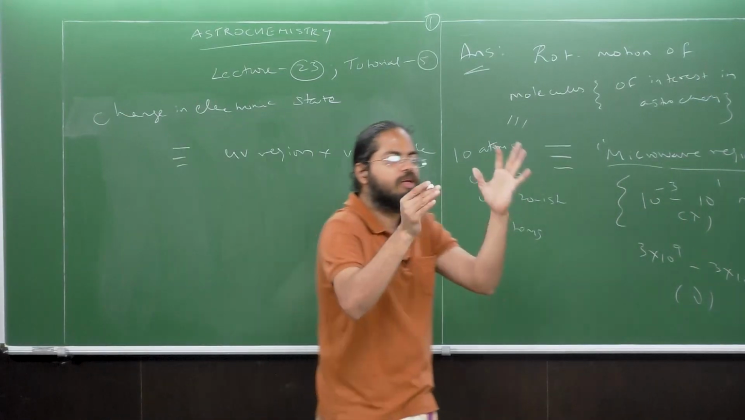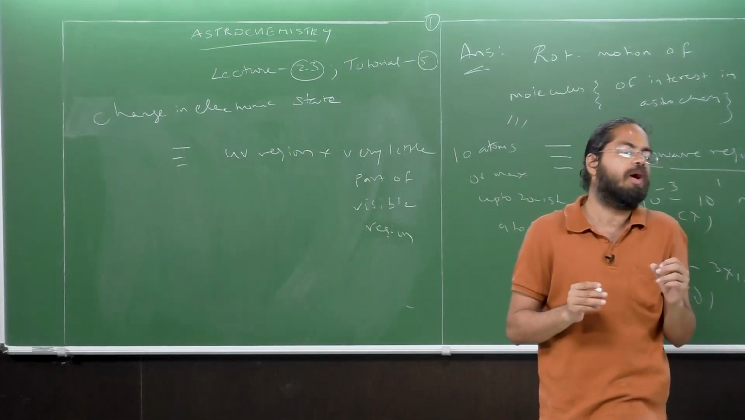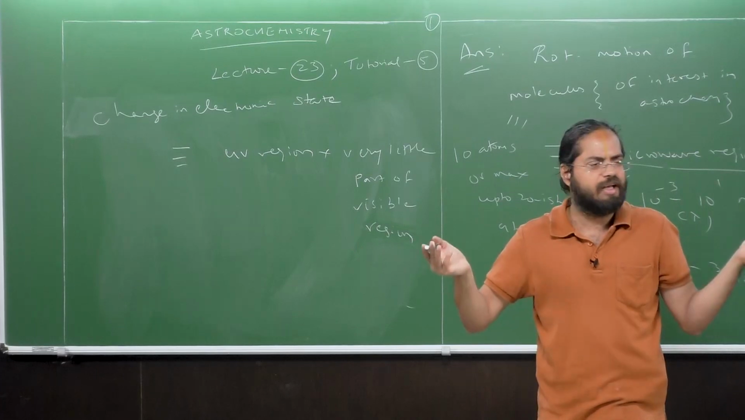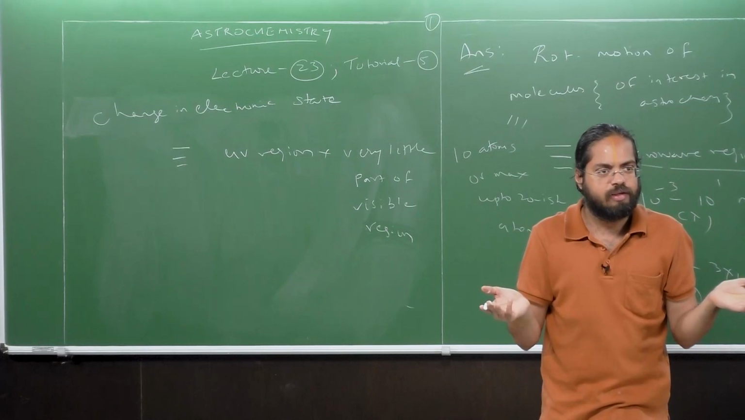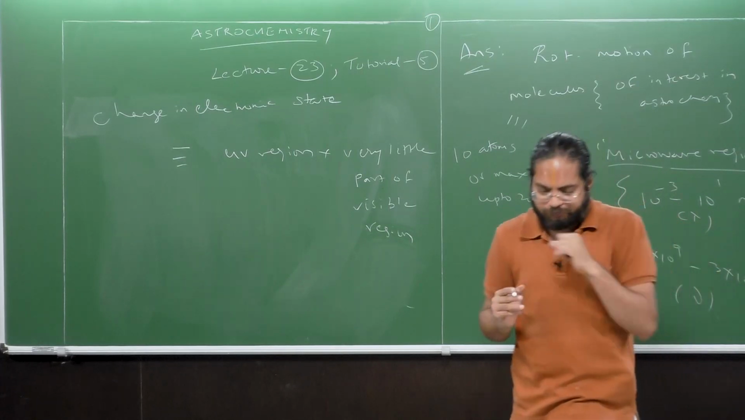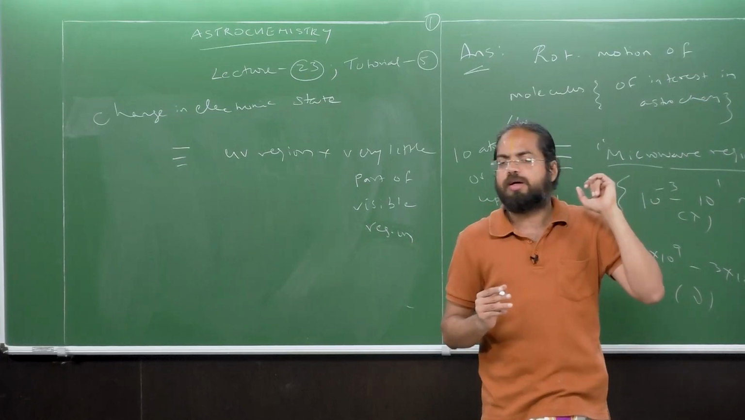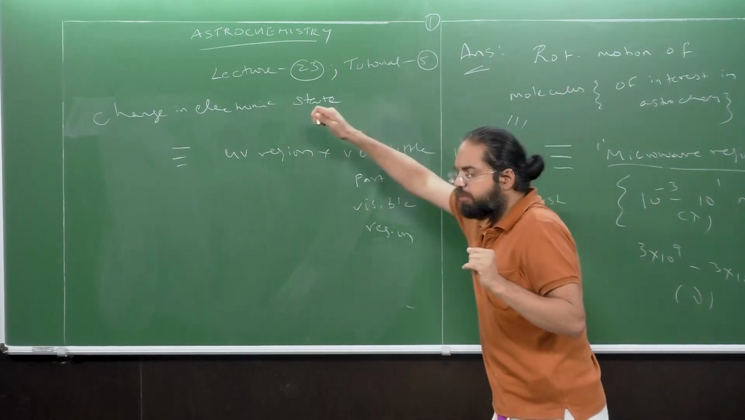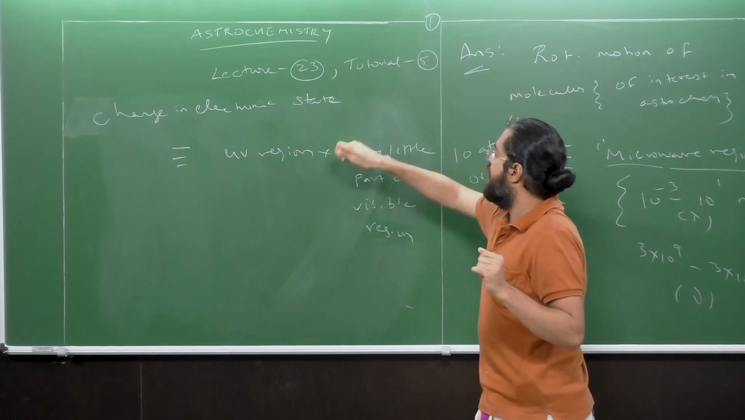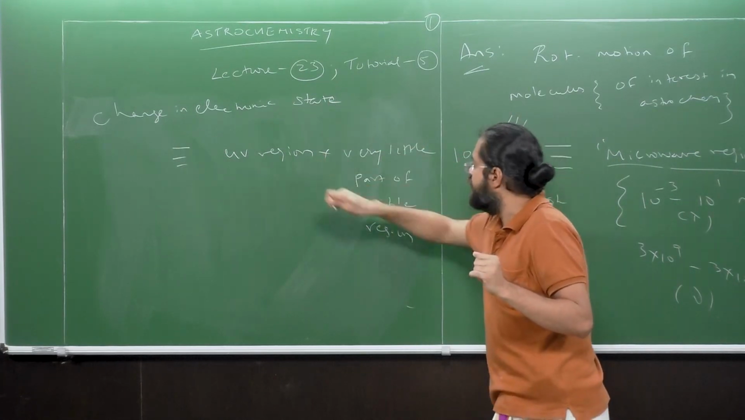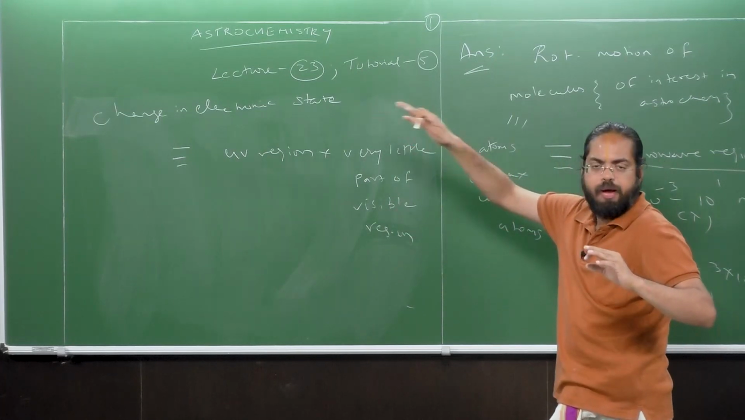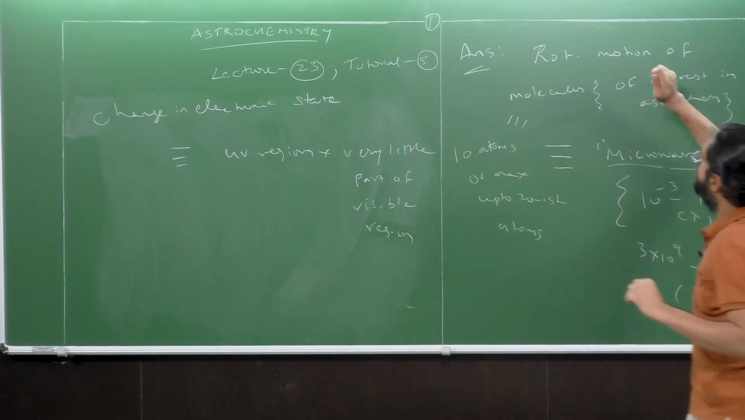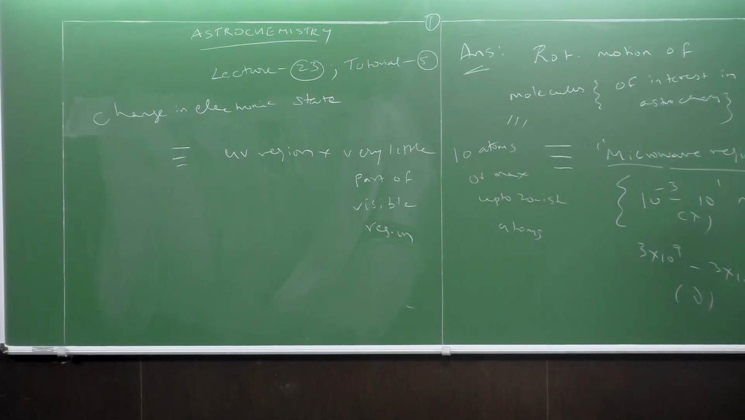We're not even going to be concerned with translational motion because the energies required are so small that they perhaps don't even fall in the radio wave region. Are we clear? So the key thing to understand is that the change in electronic state typically happens in the UV region and some little part of the visible region also, especially for molecules of interest in astrochemistry, whereas the rotational motion happens in the microwave region and the vibrational motion happens in the infrared region.